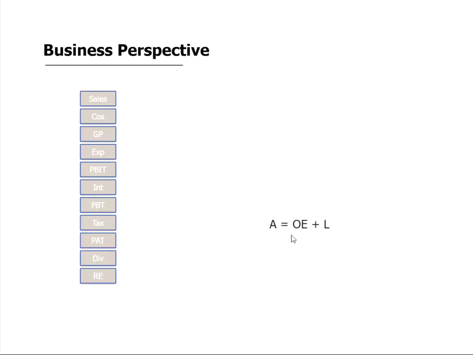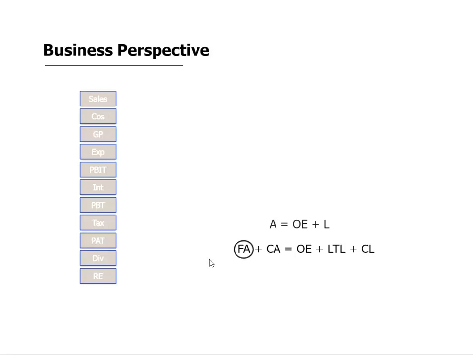So if you recall this formula that came up in part 1, assets is equal to owner's equity plus liabilities. We can expand this formula so that the fixed assets and the current assets, the sum of our assets, are equal to the money from shareholders, the long-term debt, and the current liabilities.